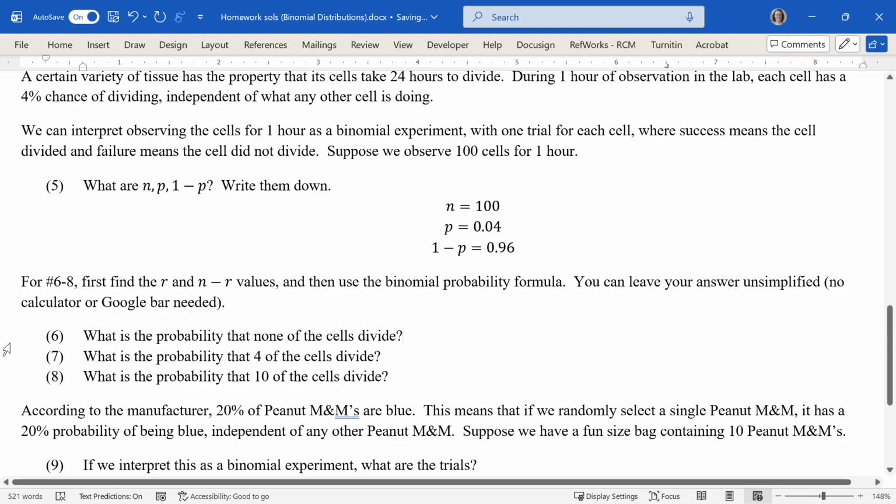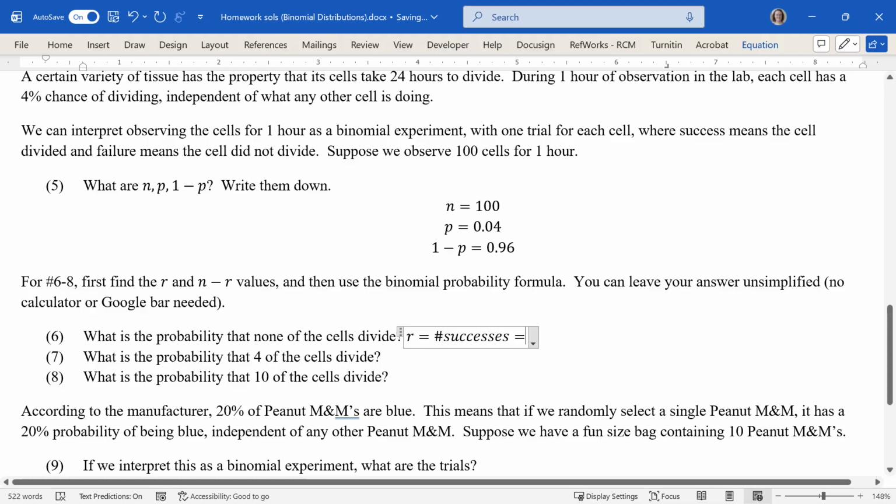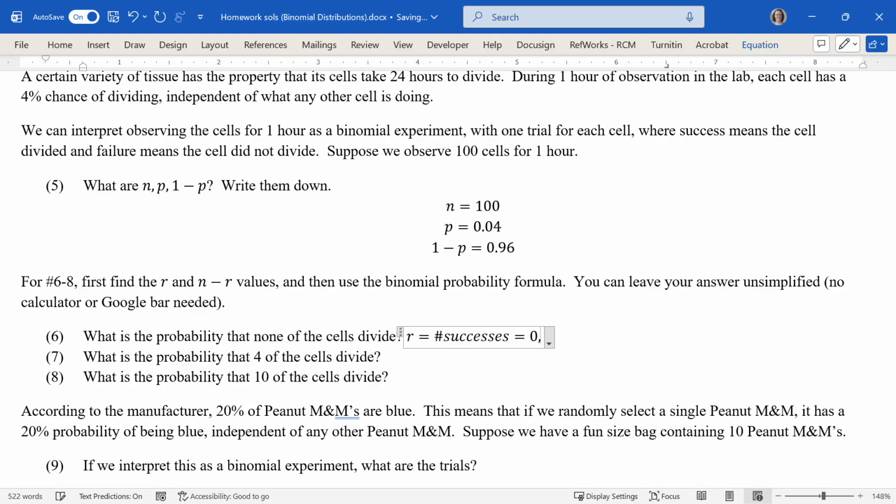Okay, so what is the probability that none of the cells divide? So first we need to figure out the R and the N minus R values. N we know is 100, R is the number of successes. If none of the cells divide, then it's 0. And then N minus R is the number of failures. If none of them succeed, then they all fail, so that's 100.